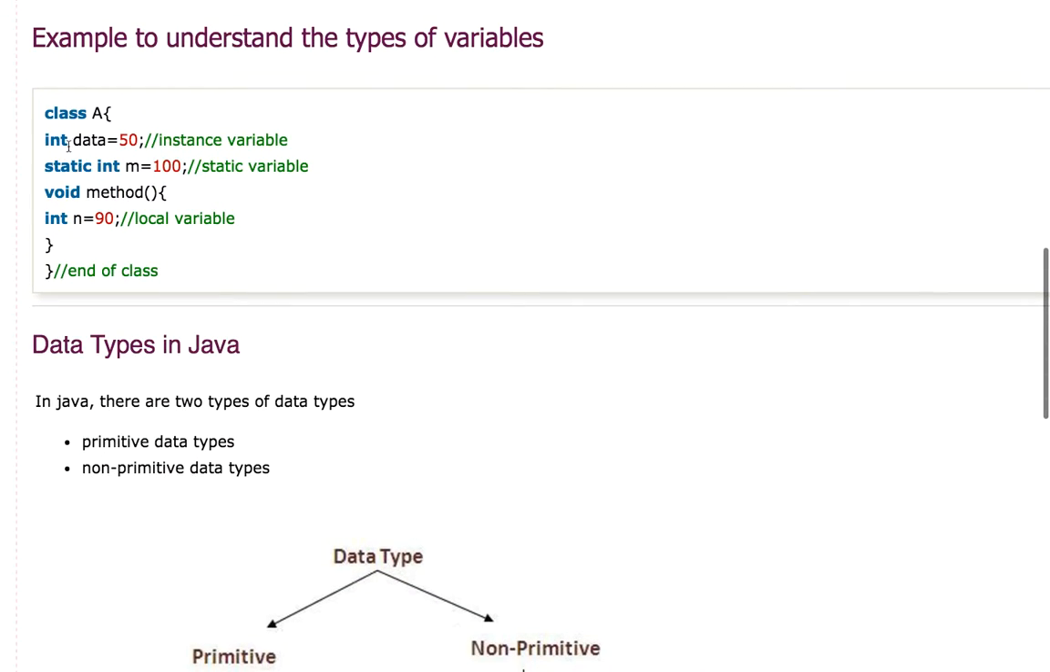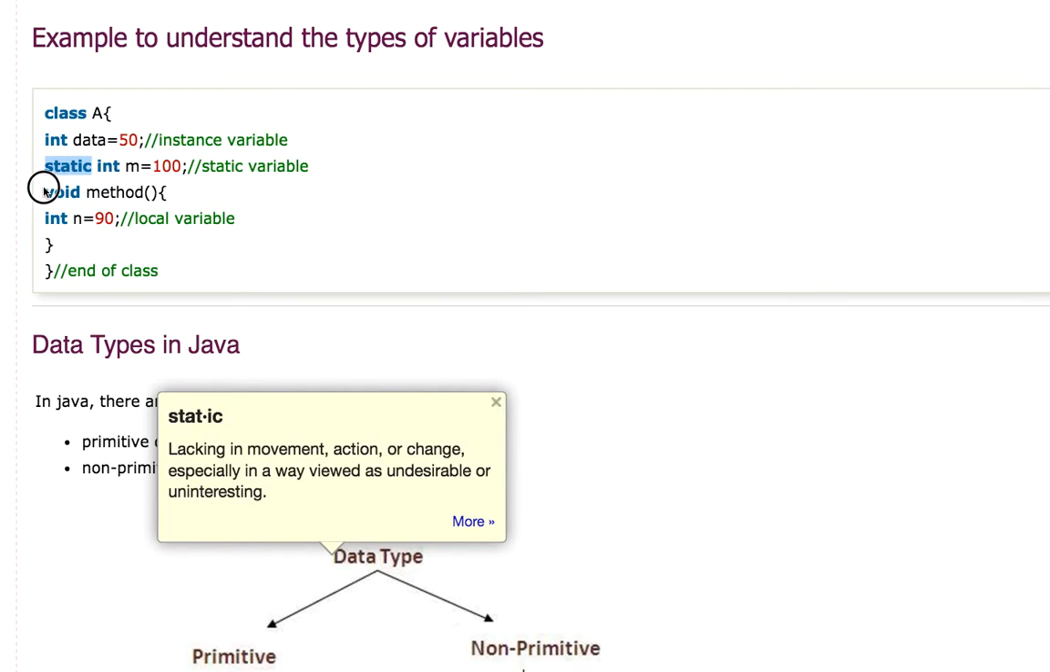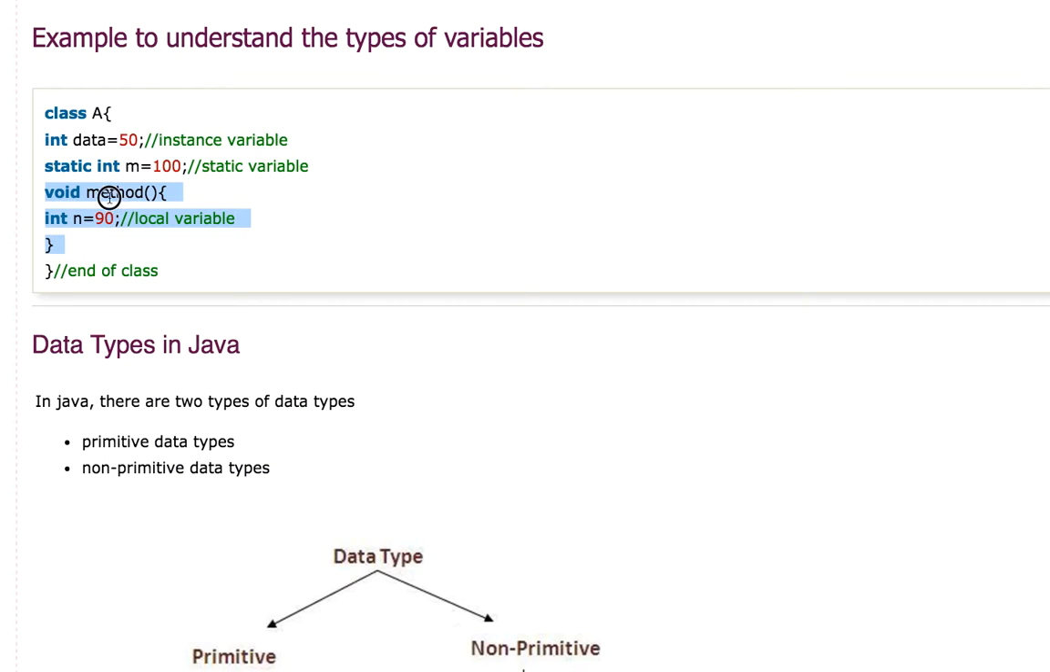Okay, so here is one example in which you can see there is a class called A. The class A is created. You are creating, okay, this is just the instance variable because it belongs to the class. Then it's a static variable because it has a static keyword. Then you are creating a method. The method name is method, and you are creating a variable within that method, so that becomes a local variable for that method. Okay.